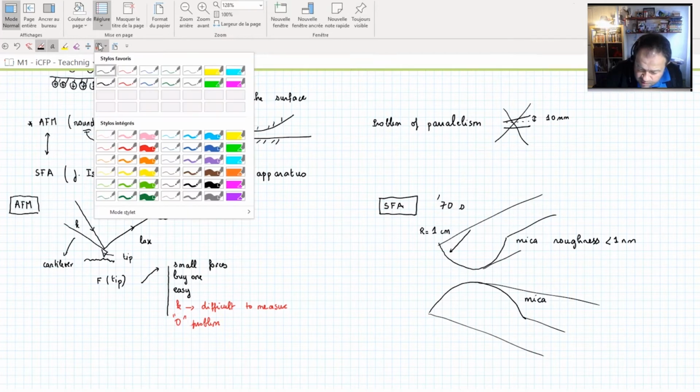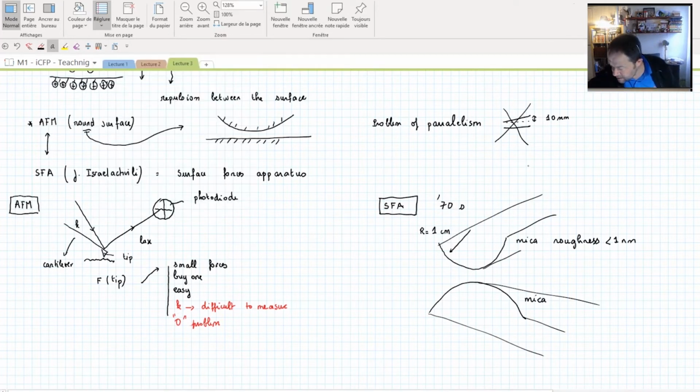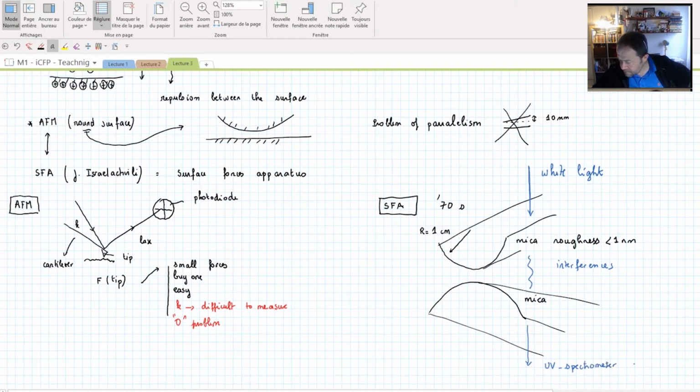To measure the distance between the surfaces, they send light in between the two surfaces, since mica is transparent. In between the surfaces, you create interferences. And if you analyze the light which goes through using a UV spectrometer, you are really able to measure the distance.